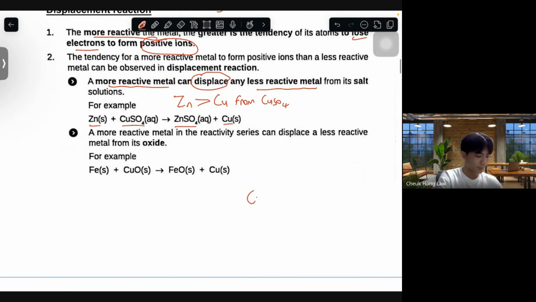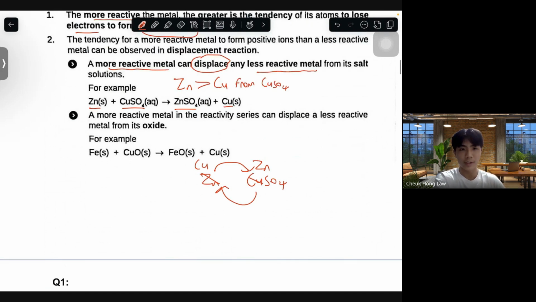So this is copper 2 sulfate and this is zinc. It's basically displacing it. So zinc takes the place of copper. Then now outside you have copper. Let me give you an analogy for this.